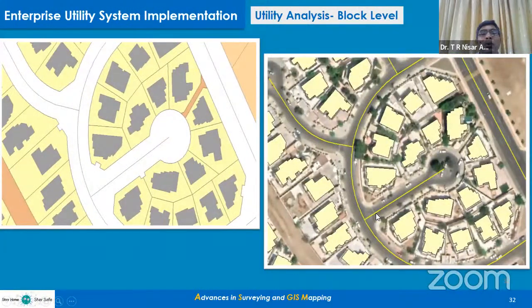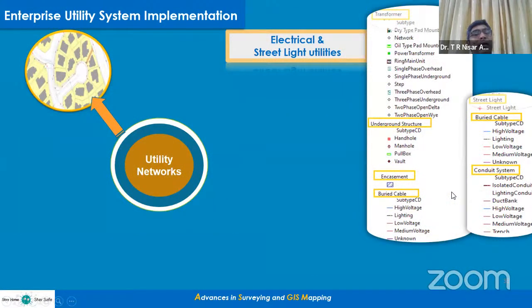And I have taken a small portion at a small block level, where to the left side you have the land parcel, and on the right side you have the land parcel with the road center line shown in yellow color. This is where the idea is how, in an integrated fashion, when the survey data and the subsurface data are available, everything is collected and stored in a geodatabase, either at the enterprise level or at the organization level, for different utilities, which will be helpful to develop the network.